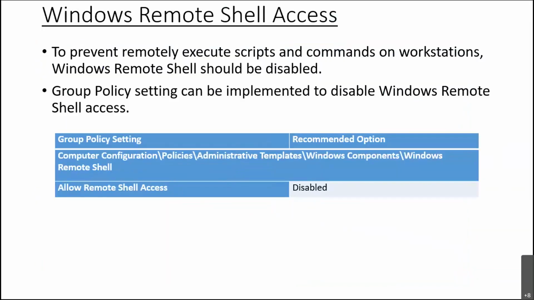Remote shell, to run scripts and commands on the workstation remotely by a third party, should be disabled and allowed only on a case-to-case basis. This can be controlled using the group policy, where the Windows remote shell command should be disabled.